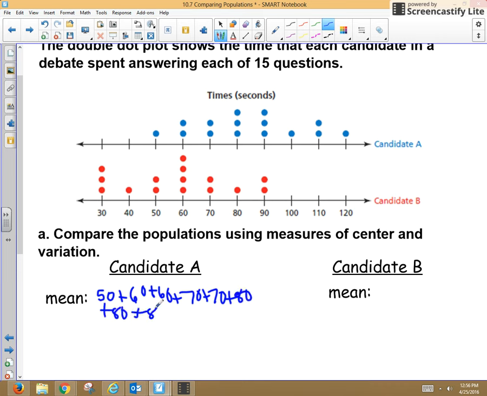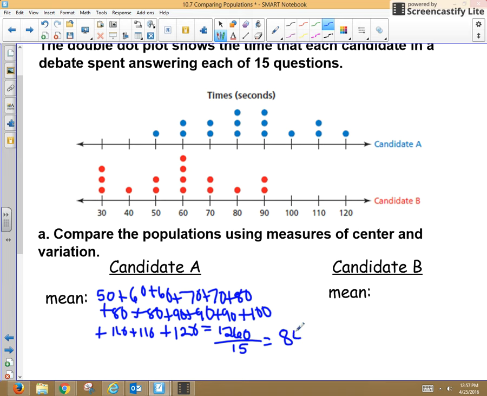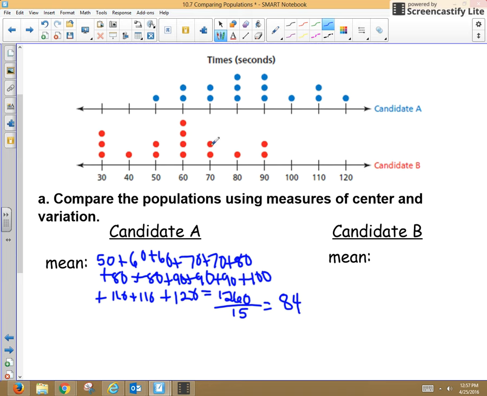1 100, 2 110s, and 1 120. So you add up all 15 numbers, and when you add all those numbers up, you can double check my math, you get 1260 for the total, and you divide by the 15 numbers we've added to find the mean, and you get exactly 84. So the average time they spoke for candidate A is 84 seconds.